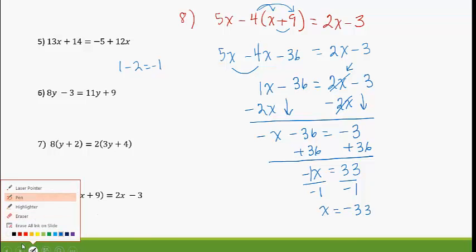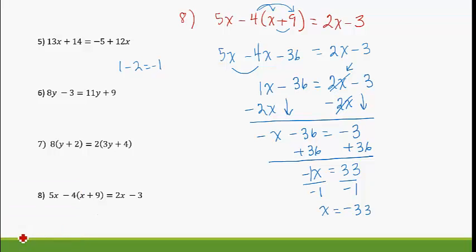All right, let's check this one and let's see how we did. So I'm going to check it over here. I'm going to say 5 times negative 33 minus 4 times negative 33 plus 9. The question is, does this equal 2 times negative 33 minus 3?